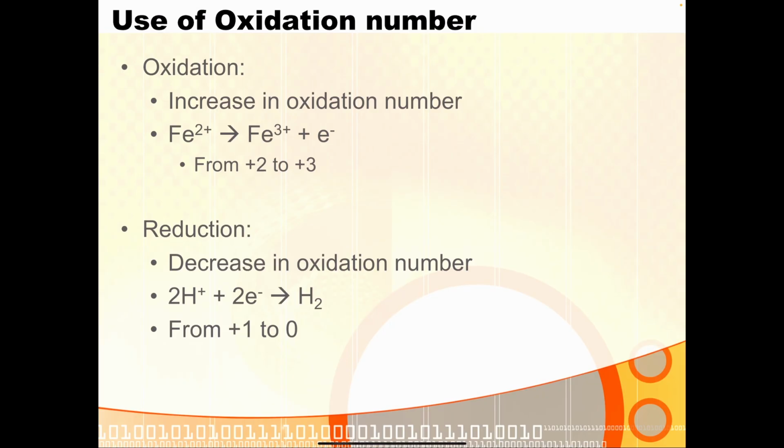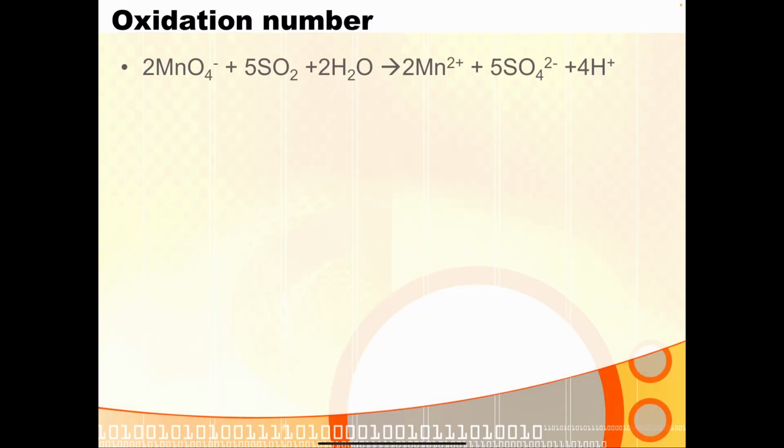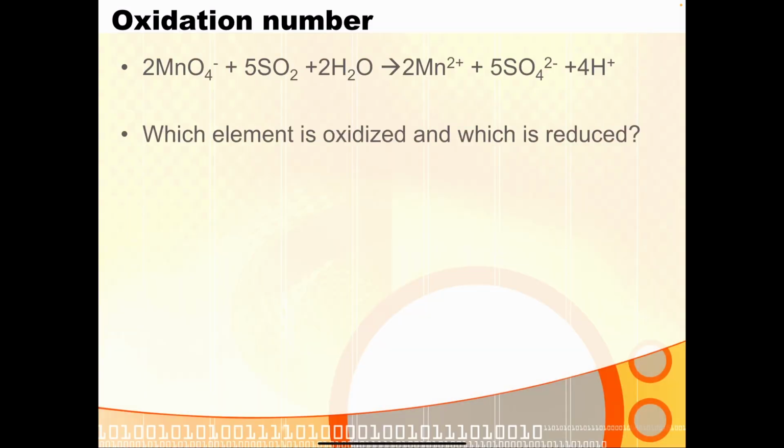From plus 1 to 0. So that is reduction. Now look at this equation. In this equation, which element is oxidized and which is reduced? So S is oxidized. Why? Because first it was plus 4 in SO2 and then it became plus 6 in SO4 2 minus.